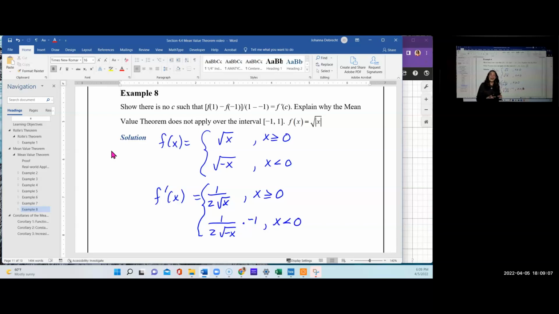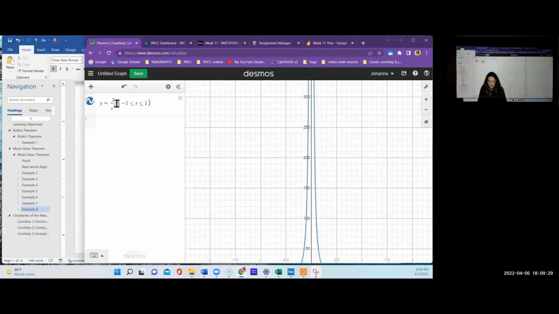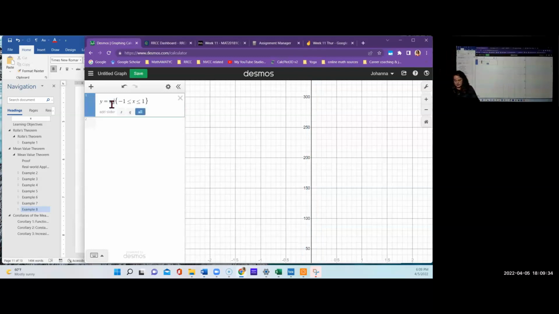Notice that those are not equal to each other. These are not the same thing, right? So we're not going to have a unified derivative formula. Now let's take a look at the graph and see if we can figure out what's happening. My guess is there's a corner in the graph, or a cusp, a corner or a cusp. So our graph is the square root of the absolute value of x.